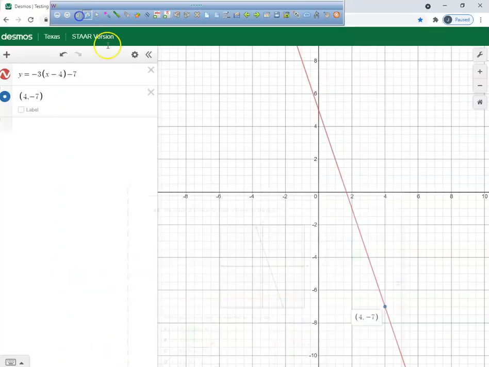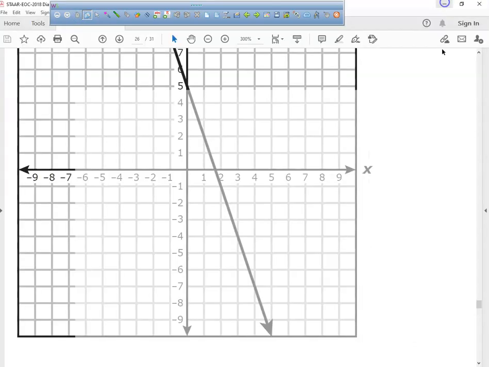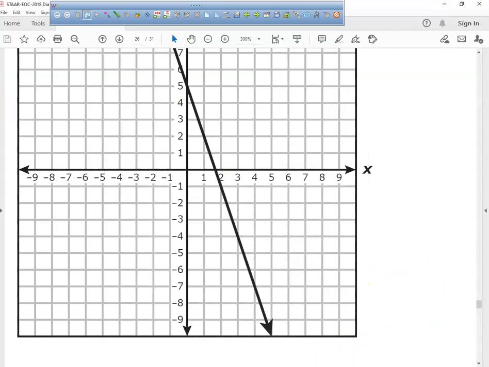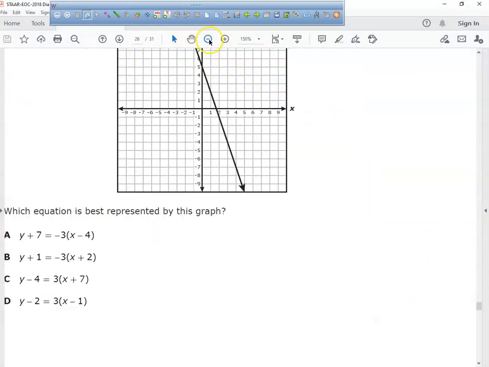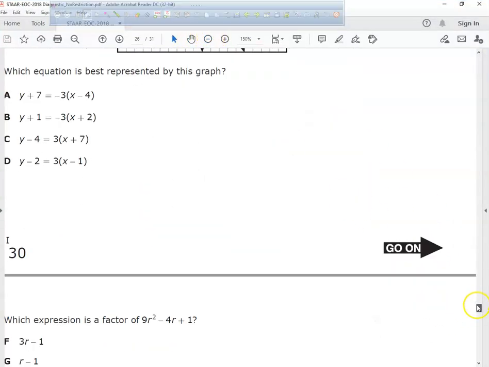No, it will be the same. It's not going to change, all right? If a new algebra teacher comes in and says something different, they're lying, okay? All right, I'm going to zoom out now. Let's go on to the next problem. Hopefully that was a good enough explanation.